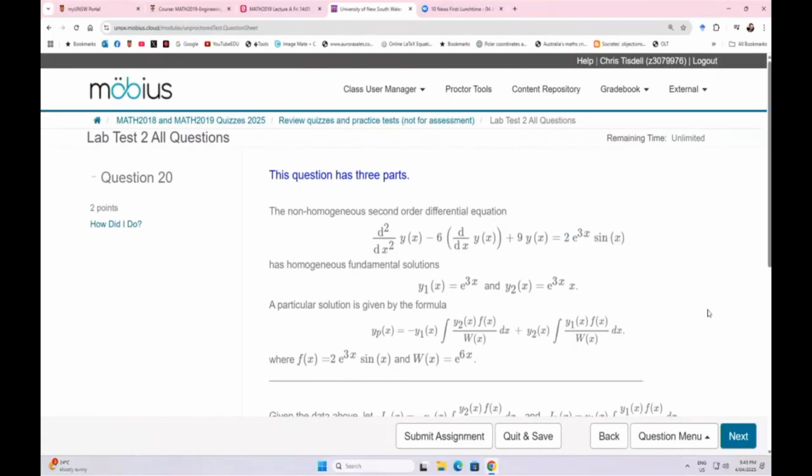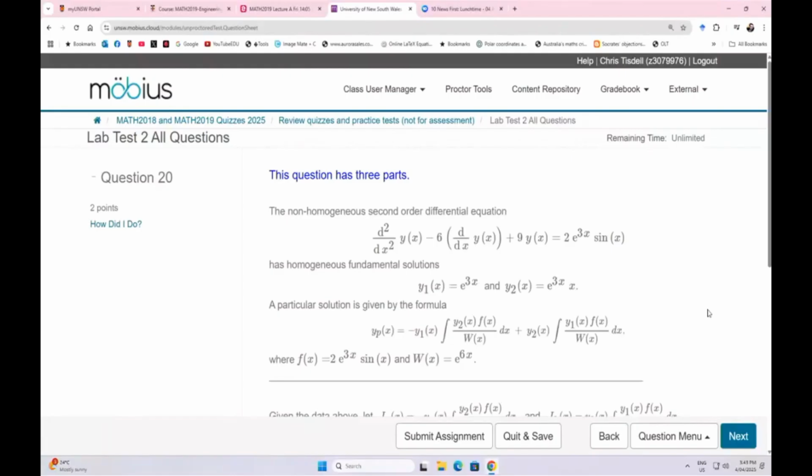They're telling you y1 solves the homogeneous problem. y2 solves the homogeneous problem. And then you're given the formula for the particular solution in terms of y1 and y2. So there's a couple of things they're asking. Gosh, you're even given the Wronskian.